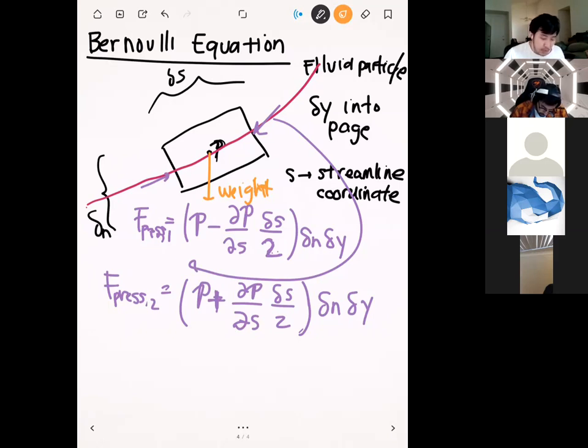And so we have a weight that points straight down. But in this particular case, we're going to be summing up the forces along the streamline. So I'm going to break up the weight into two different components: a component that's along the streamline, kind of like this, and then a component normal to the streamline. Then we're going to define this angle right here as theta. And just like we did with the hydrostatic forces, we're going to define a triangle to help us out with this.